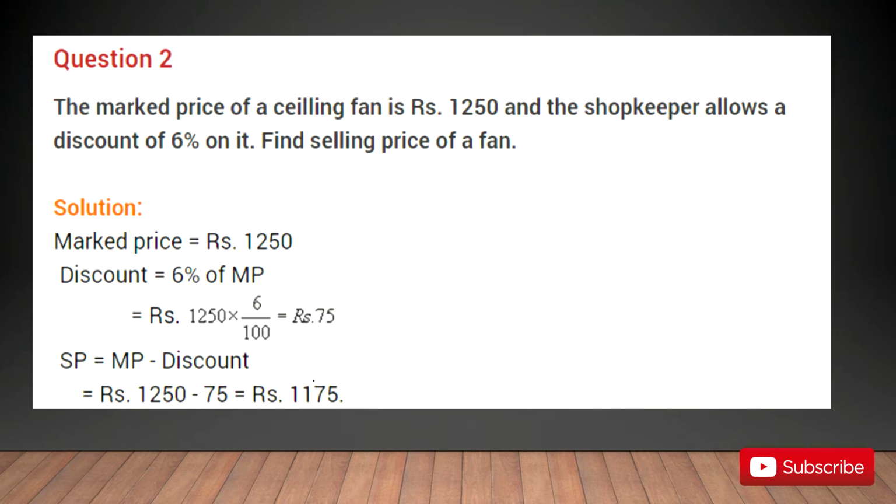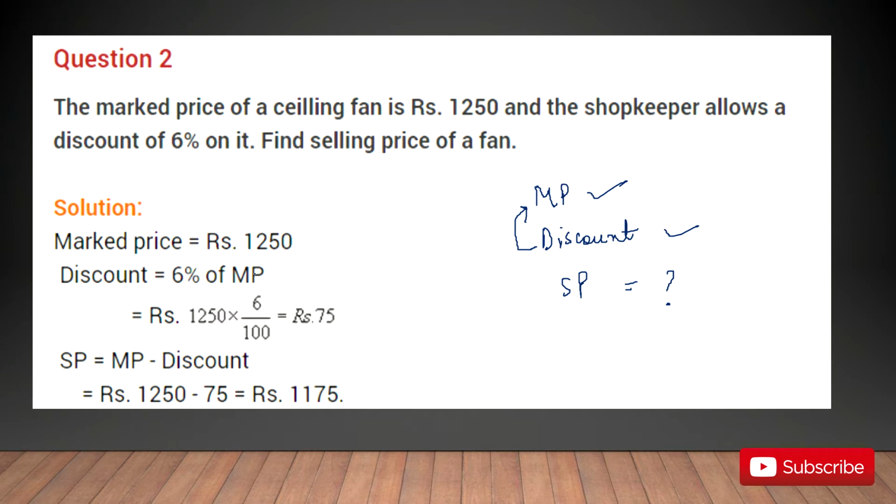The marked price of a ceiling fan is rupees 1250. The shopkeeper allows a discount of 6% on it. So we have been given the marked price, we have been given the discount, right? So find the selling price of the fan. We do not know the selling price of the fan.